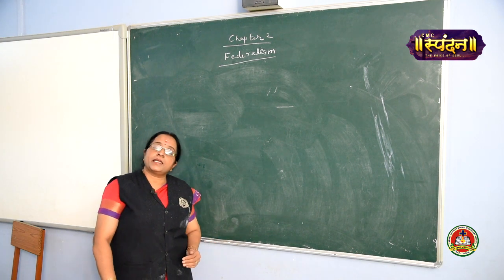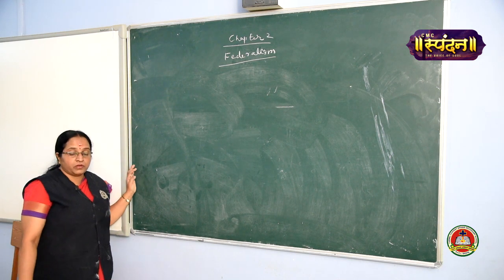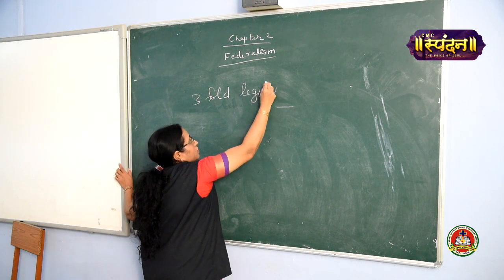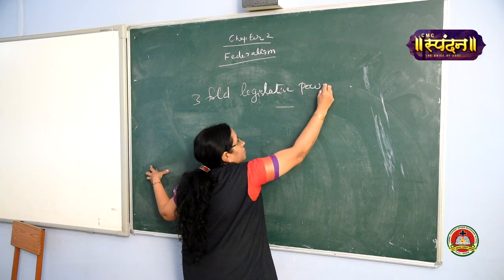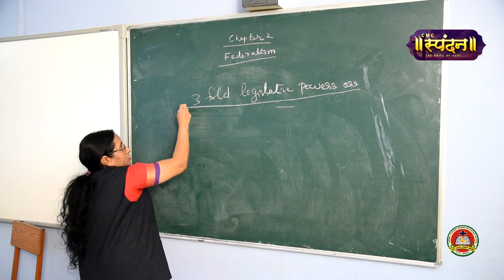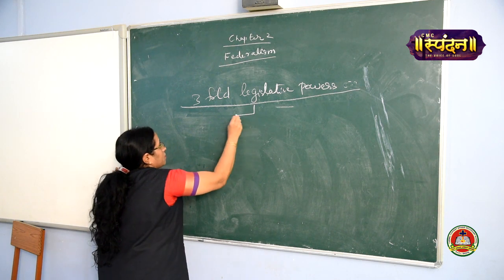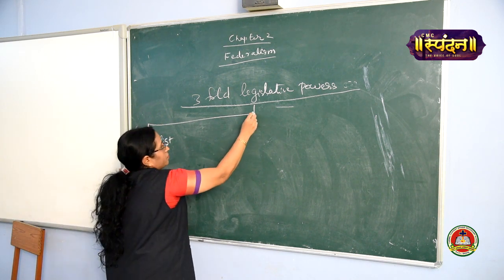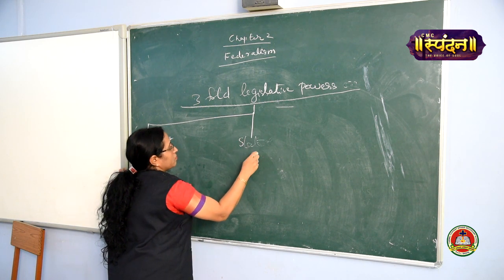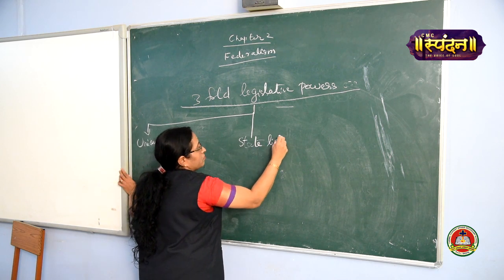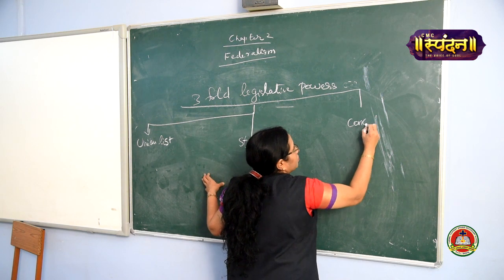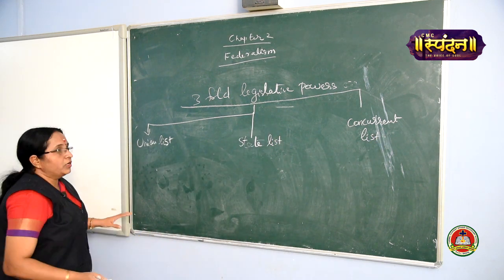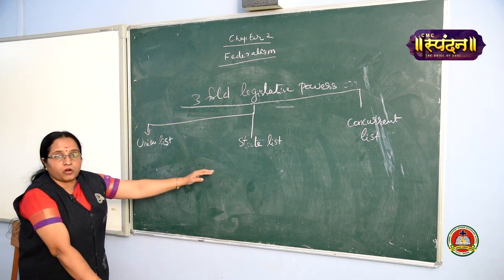Now what are the threefold legislative powers they enjoy? What are the threefold legislative powers? So what are the threefold legislative powers? Union list, state list and concurrent list.